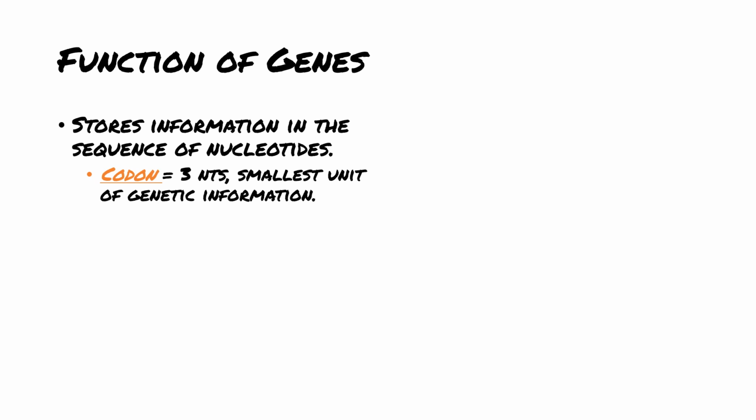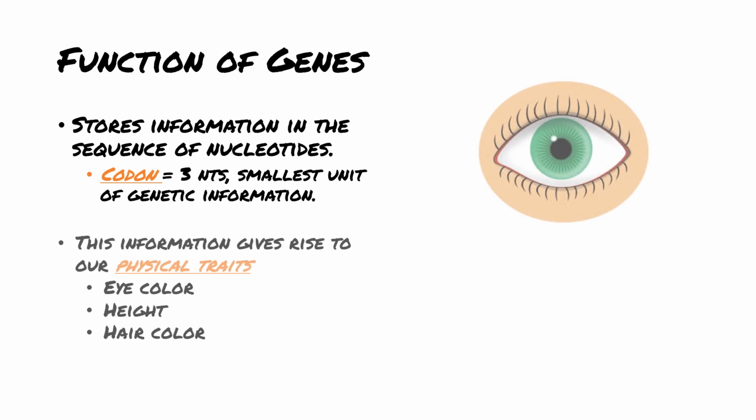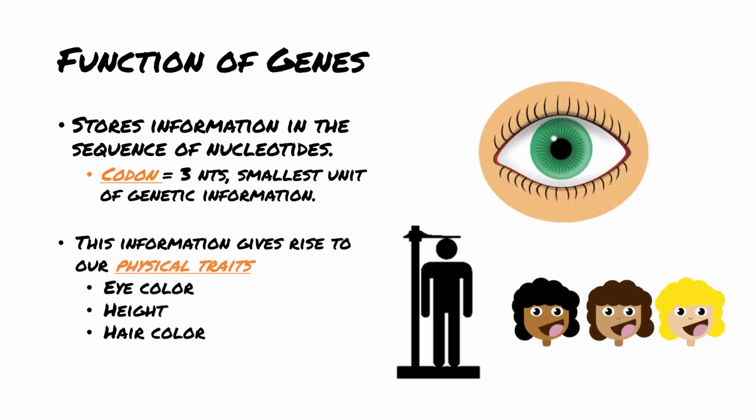Now, what exactly does this genetic information code for? It actually codes for our physical traits, such as our eye color, our height, and our hair color.